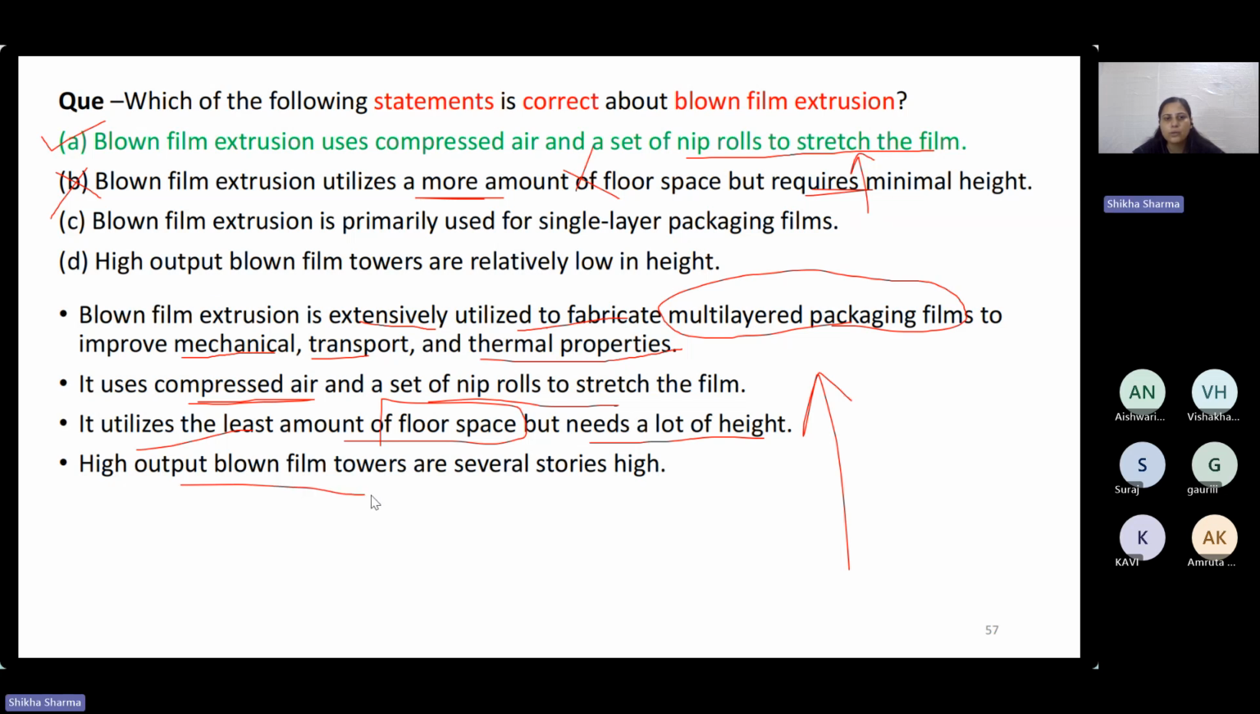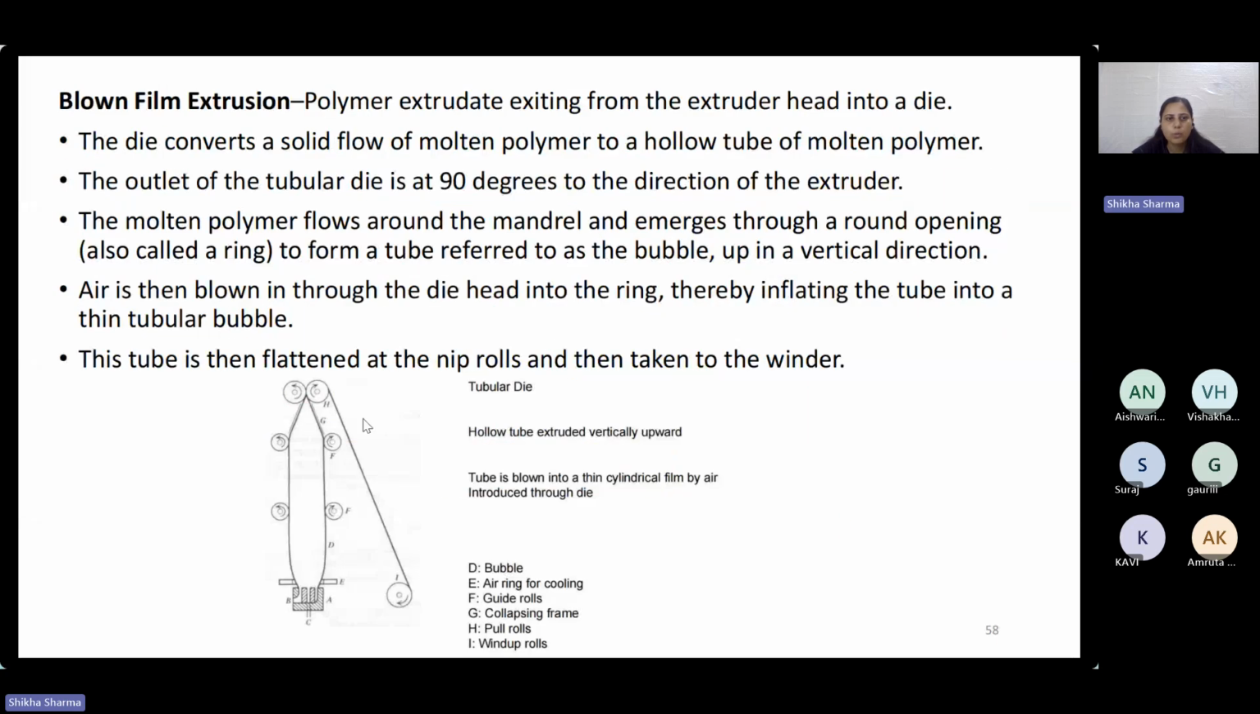High output blown film towers are several stories in height. So the statement that high output blown film towers are relatively low in height is wrong. They are very tall. And it is used not for single layer, but for multi-layer packaging films. So this is the blown film extrusion. Height is more.